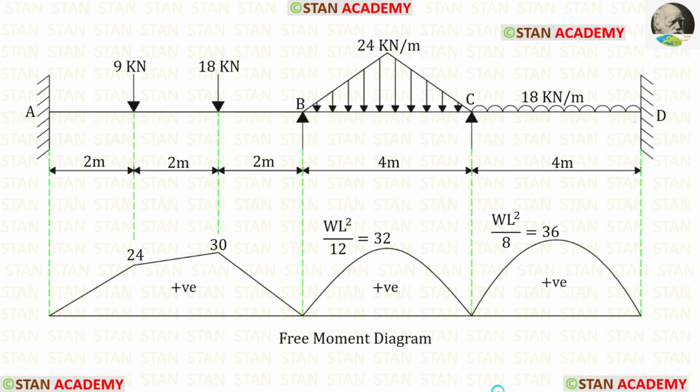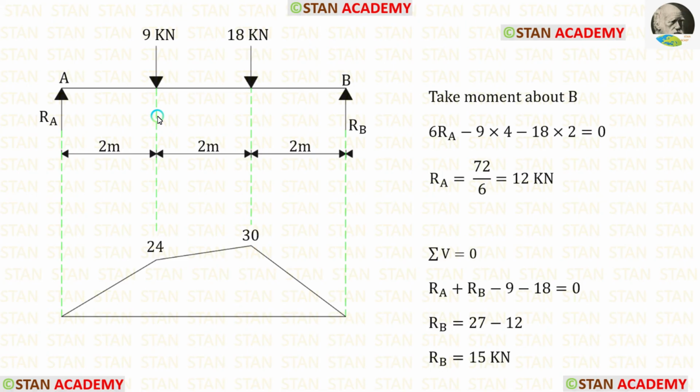Now let us draw the free moment diagram. To draw the free moment diagram, we have to consider every span as a separate simply supported beam. First, let us take the span AB and see how to draw this diagram. Here I have converted the span AB into a simply supported beam. Let us take moment about B and find RA. By applying this rule, we can find RB. RA is 12 and RB is 15. When we multiply 12 into 2, we will get 24. And when we multiply 15 into 2, we will get 30.